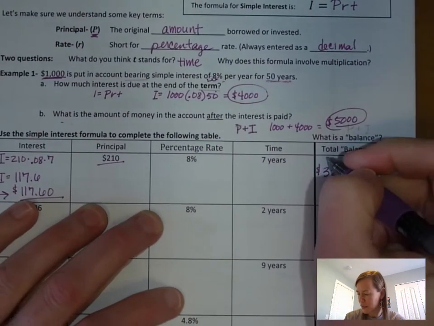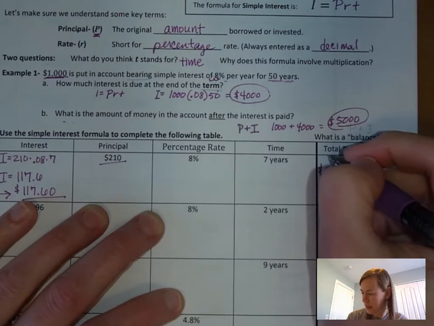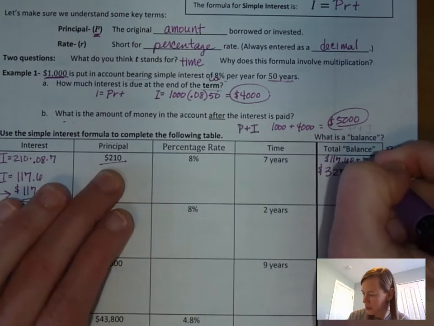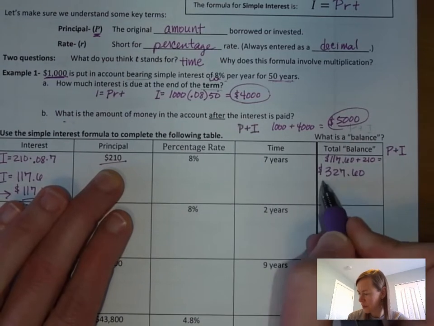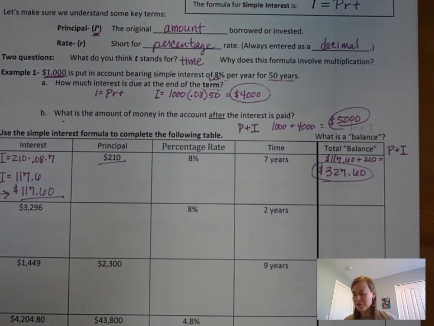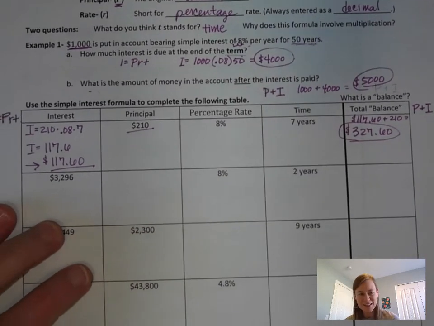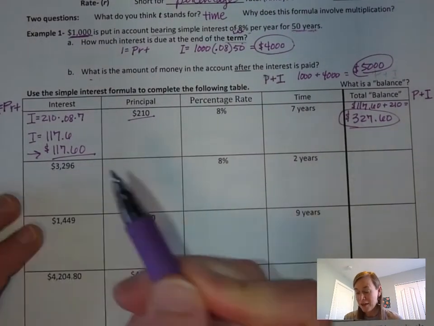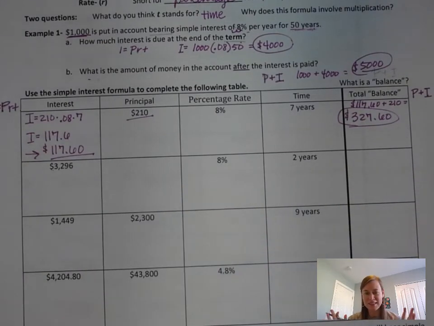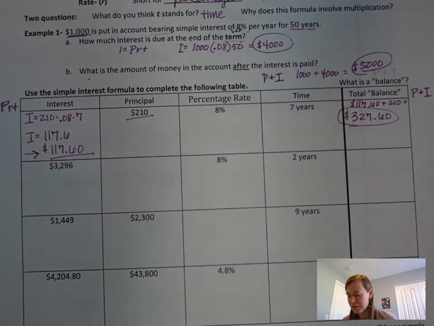All right, so you don't have to write this, but just in case it helps, this was 117.60 plus the 210 equals this right here. Okay, so that's our first line in the table. Let's do the next row. It looks like this time we have the interest, great, but we don't know what the principal was. So we're gonna use the same formula, we're just gonna have a different thing we're solving for, okay? Still 8%, our time is a little bit different this time.